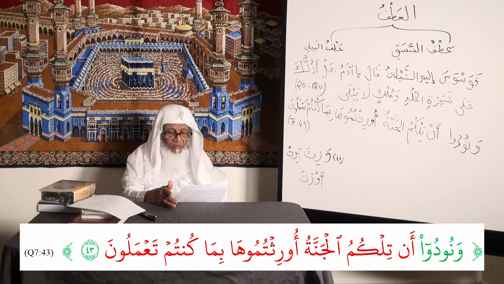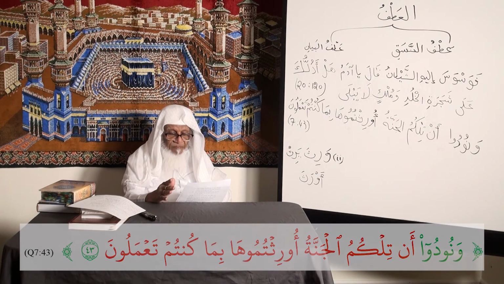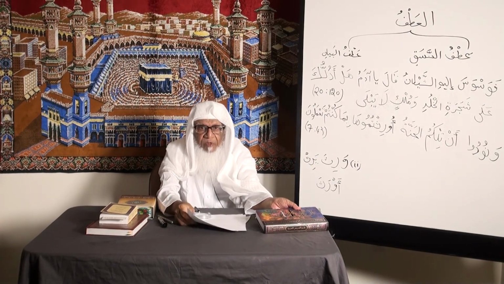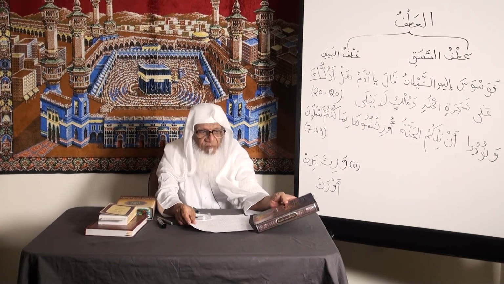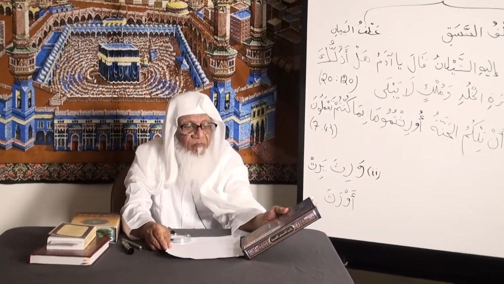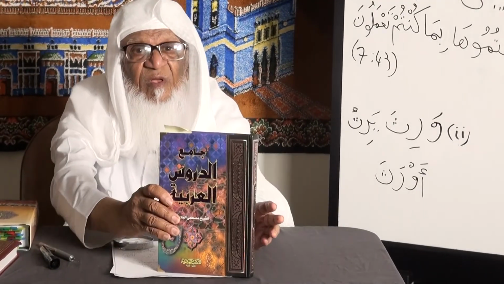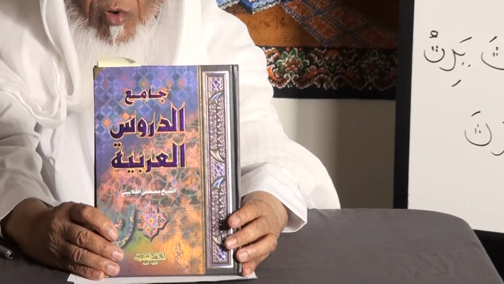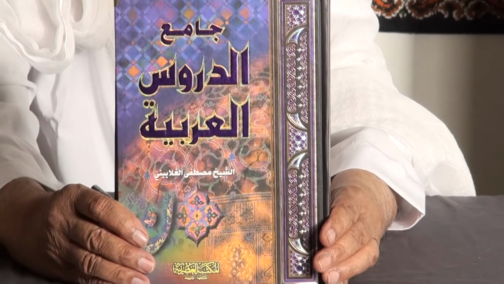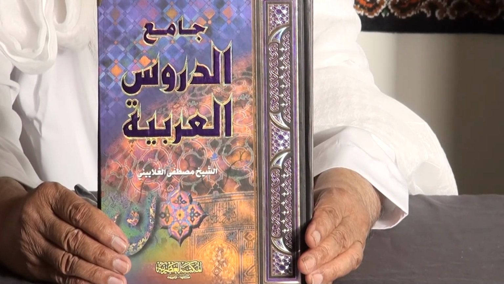وَنُودُوا أَنْ تِلْكُمُ الْجَنَّةُ. وَنُودُوا, it was announced to them, an announcement was made to them. And what was the announcement? أَنْ تِلْكُمُ الْجَنَّةُ. The second part is the second sentence, and it is عَطْفُ بَيَانٍ of the first sentence. As I told you, some of the grammarians, one of them, Mustafa Al-Ghalayini, the author of this book, Jami'u Durus al-Arabiyyah.